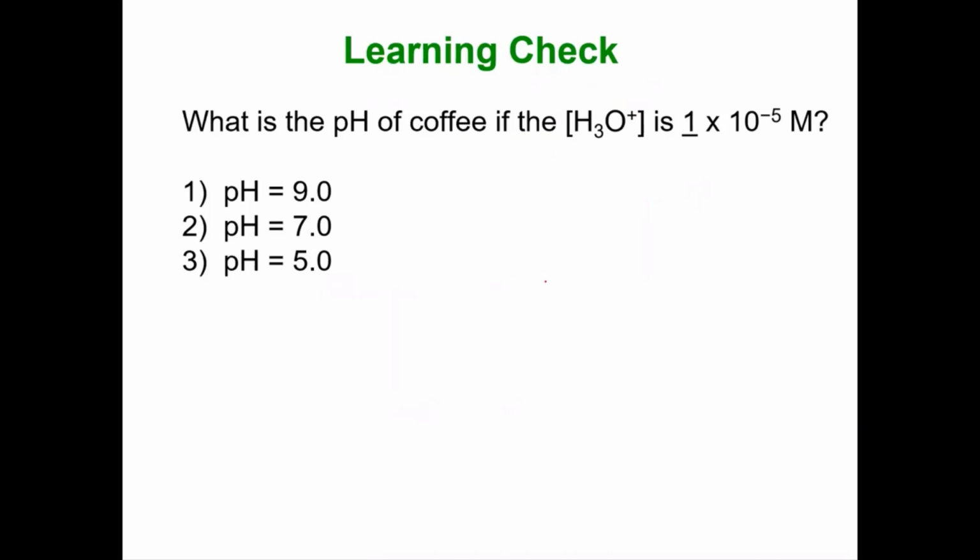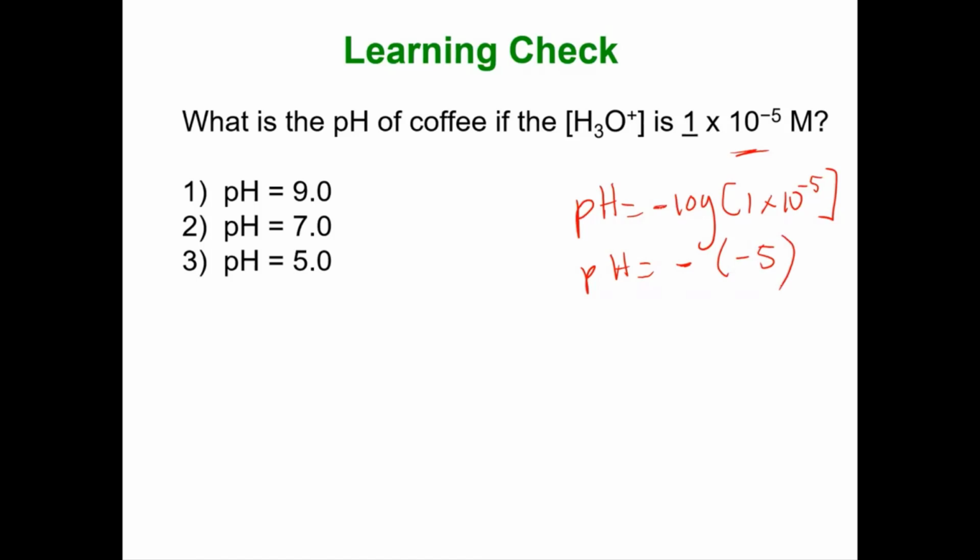So let's say, for this particular one, what is the pH of coffee if the hydronium concentration is 1 times 10 to the minus 5? This is pretty easy, right? Because I don't even need my calculator. I know that if I take the negative log of this, so pH equals negative log of 1 times 10 to the minus 5, when I take base 10 into account, that exponent gives me a negative 5.